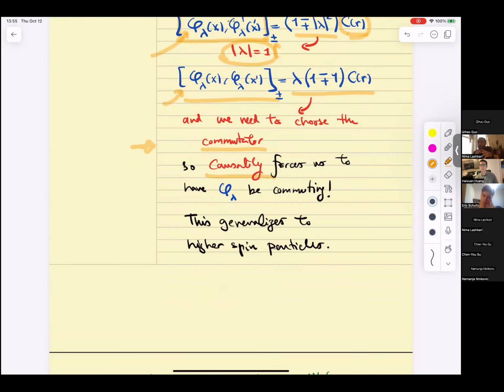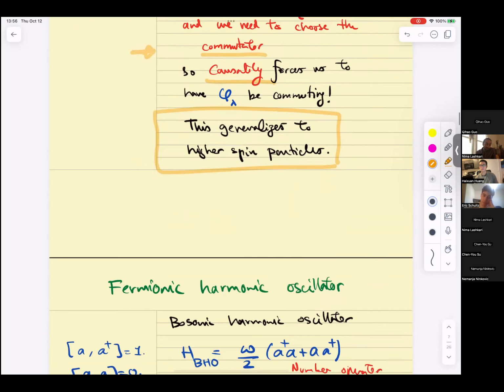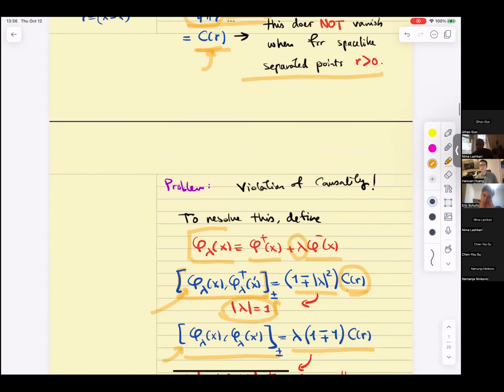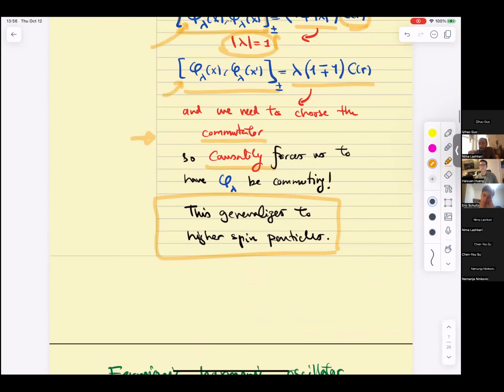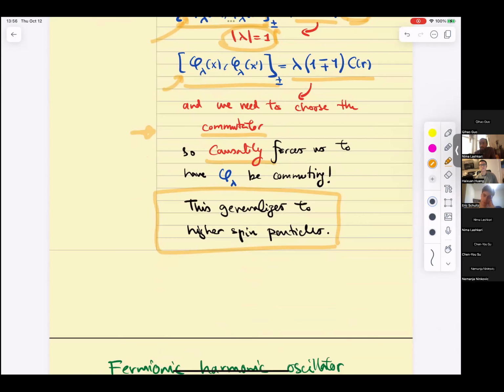So putting quantum mechanics and relativity together relates spin, which was a classical concept, a representation theory statement, to commutation relations. This generalizes to higher spin particles, and the punchline is precisely the spin-statistics theorem, which says that half-integer spin particles must be fermionic and integer spin particles should be bosonic. All right. Any questions?